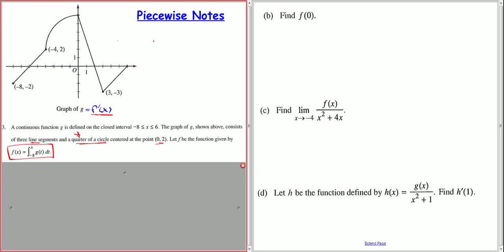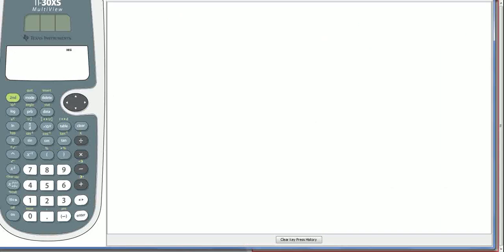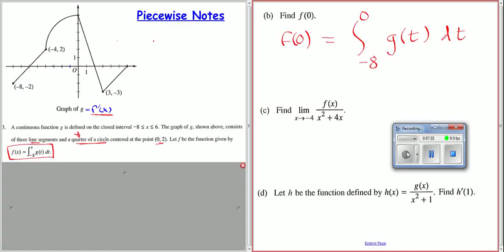How else do we think of the integral? The integral is the area under the curve. So we need the area from -8 to 0. So f of 0 equals, and we're going to plug in, the integral from -8 to 0 of g of t dt. Now we have g of t dt up above, so we can look at g of t and go ahead and do some plugging in there, and things will be awesome. So we need to find the area from -8 to 0, so I think we're going to need to break it into shapes that we understand.